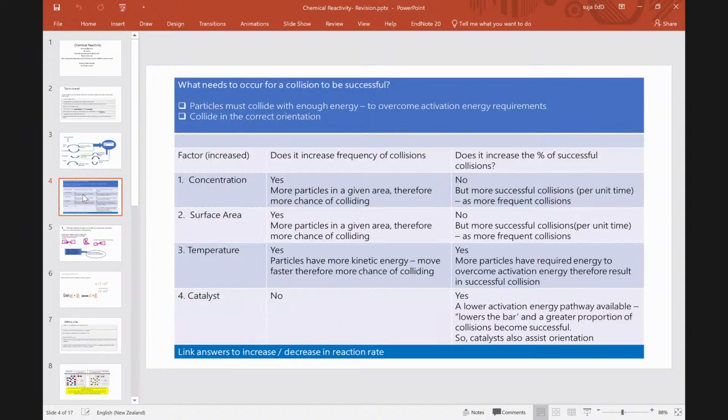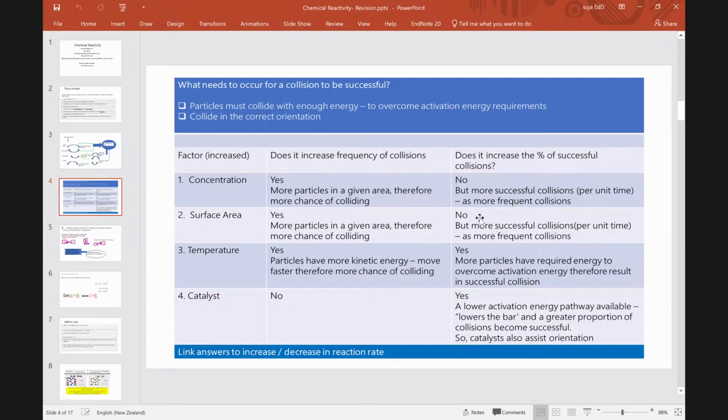Looking at this again, the factors increased, look at how I've written it. If the concentration has increased, there are more particles in a given area, therefore more chance of colliding. If the concentration hasn't increased, but there are more successful, more frequent collisions. Surface area, if it is yes, then you have more particles in a given area, therefore more chance of colliding.